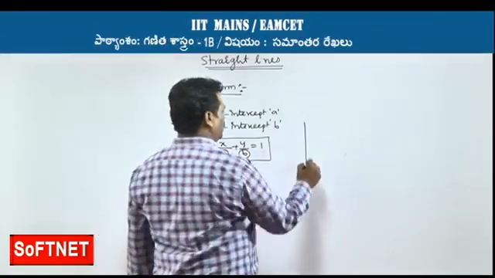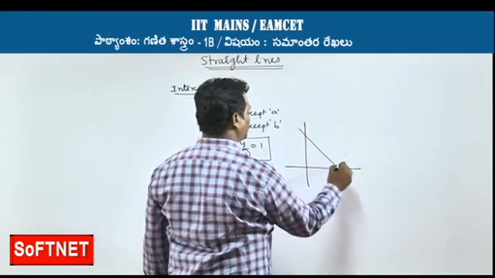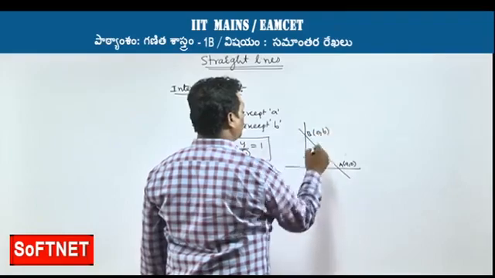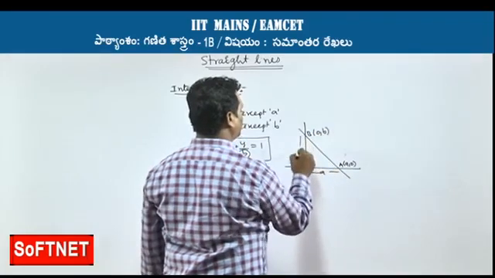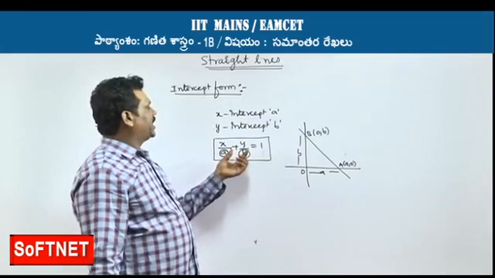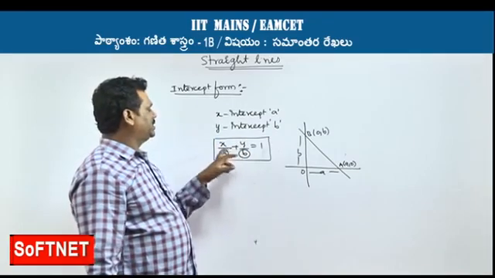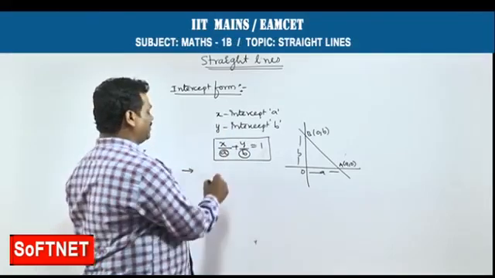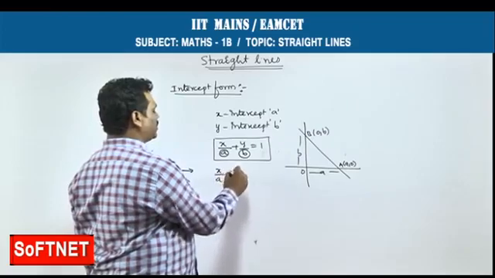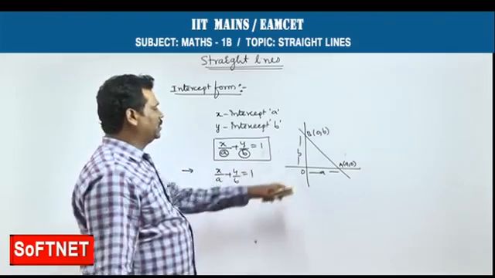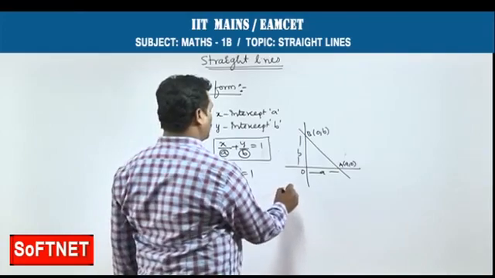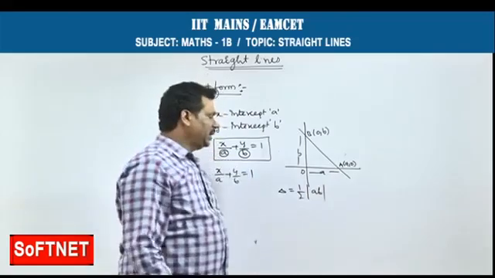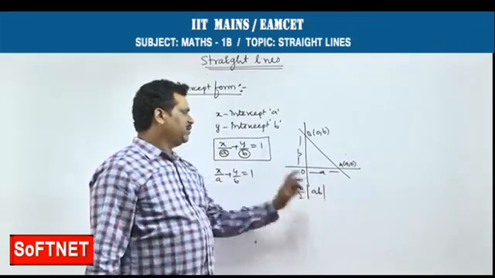The line cuts the x axis at A of a comma 0 and the y axis at B of 0 comma b. This length is a and this length is b. The equation of the straight line having x intercept a and y intercept b is x by a plus y by b equal to 1. Next point is the area of the triangle formed by the line x by a plus y by b equal to 1 is delta equal to half into mod AB. A is x intercept, b is y intercept.